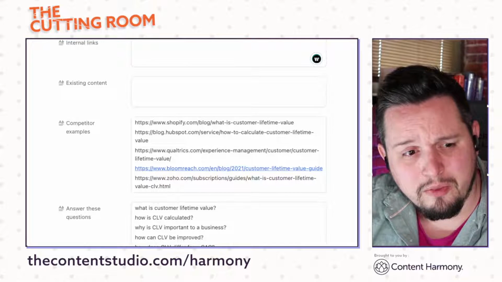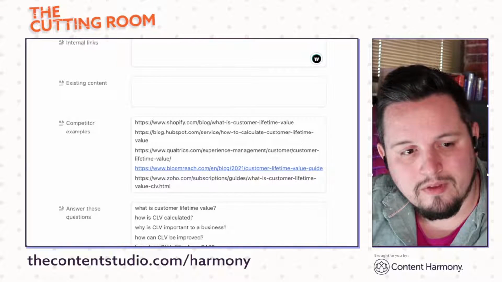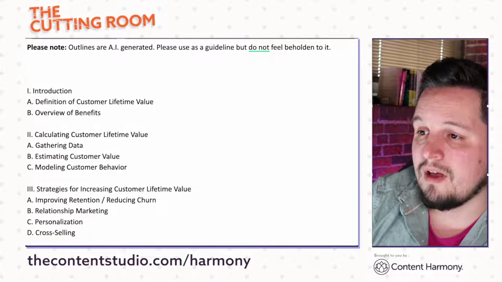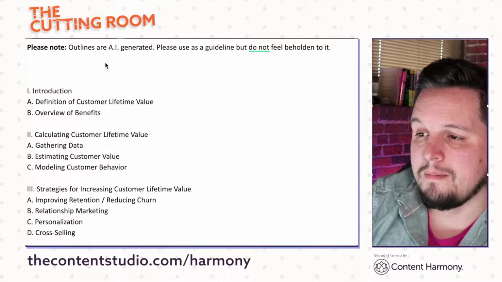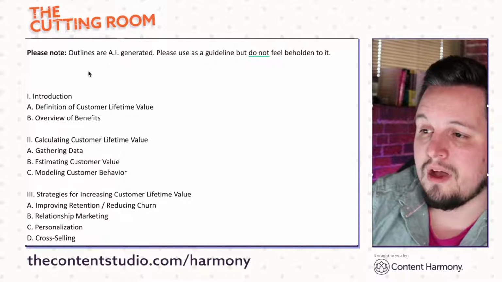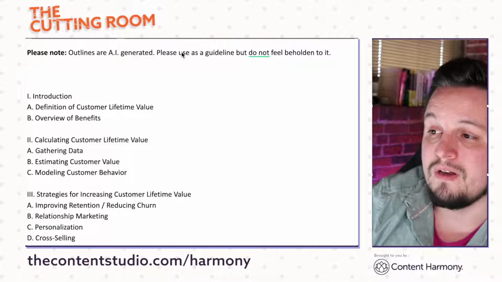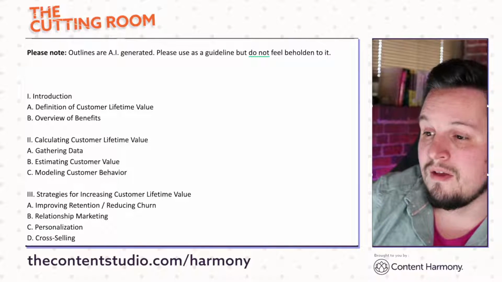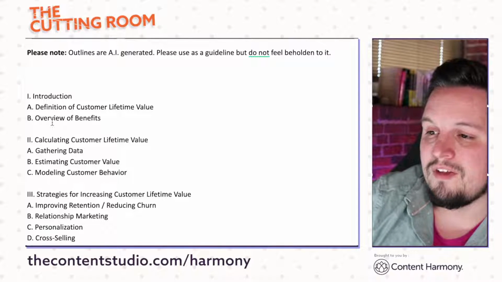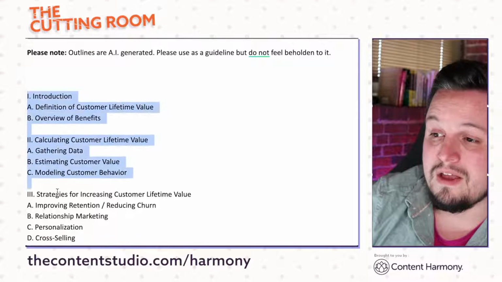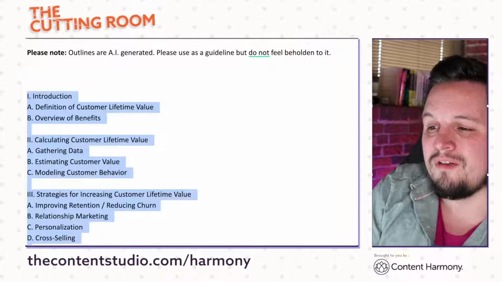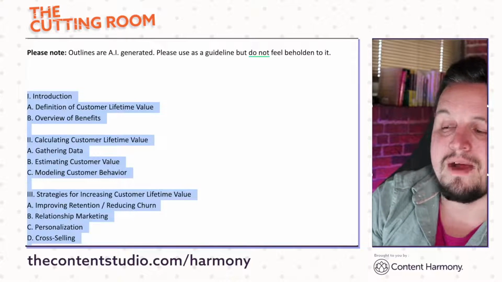The GPT-3, this is where that automatic document or the automatic outline shows up. I try to specify these are AI generated, use it as a guideline, but do not feel beholden to it. This gives me just a nice guideline, and all I have to do is create the thing. I just have to create the piece in Airtable, and then all this other stuff is automatically generated for me.